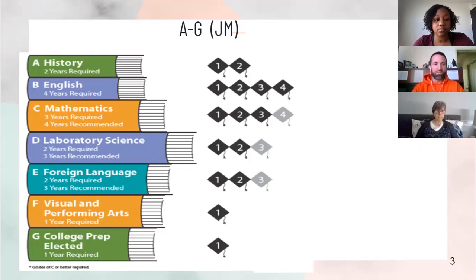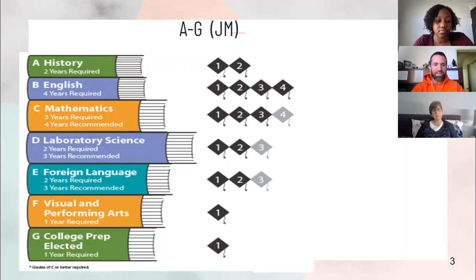All West Campus students will meet the laboratory science requirement with their biology class as a freshman and their chemistry class as a sophomore. And then it is recommended that 3, and so all West Campus juniors will take a science class. It's recommended that you take physics that year. However, you can replace it with an AP course.